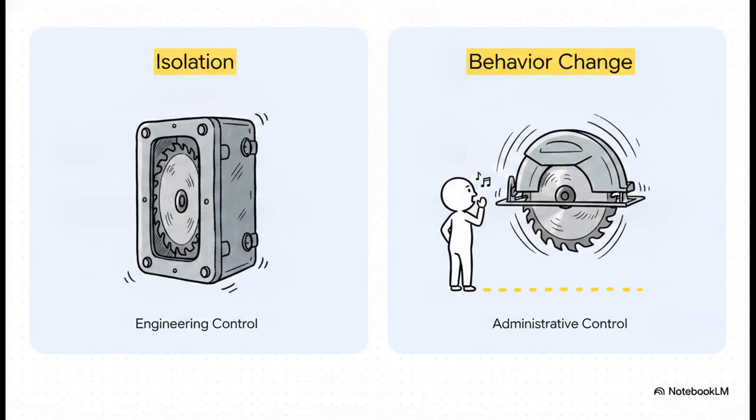Let's look at exactly why relying on administrative controls is a drop in safety compared to engineering controls. Isolating people from the hazard means a physical barrier, like a bolted metal guard over a spinning saw blade. Changing the way people work just means putting up a sign that says, "Hey, be careful around the saw." Relying on behavior change is a huge step down in effectiveness because, let's face it, humans get tired, they get distracted, and they make mistakes.